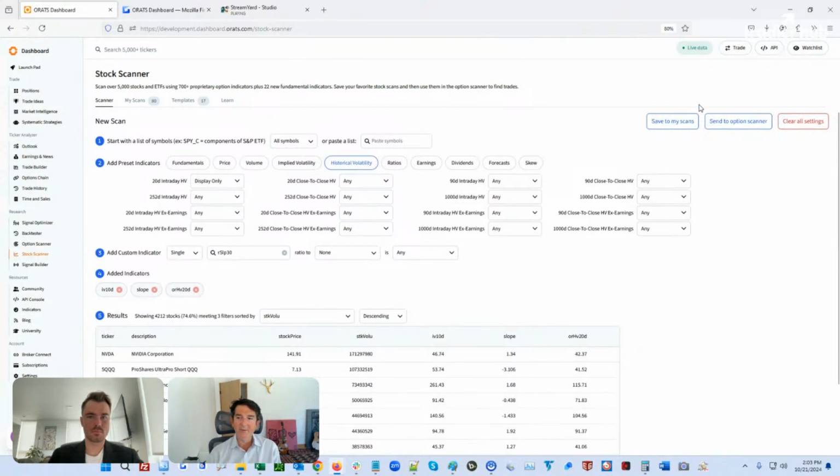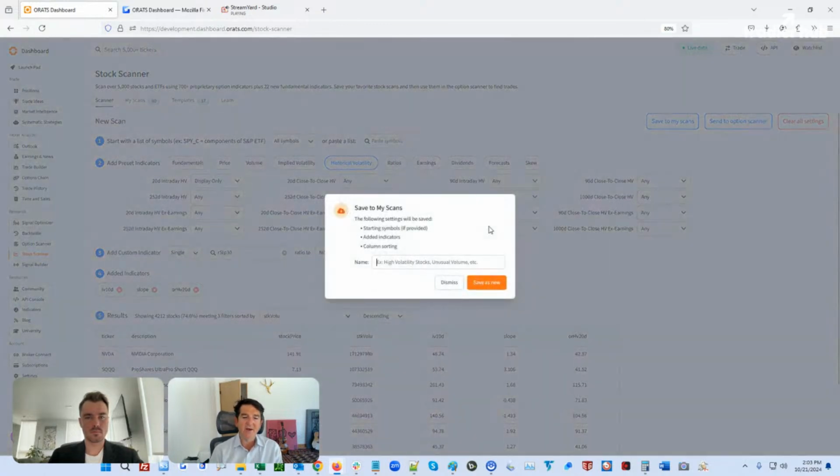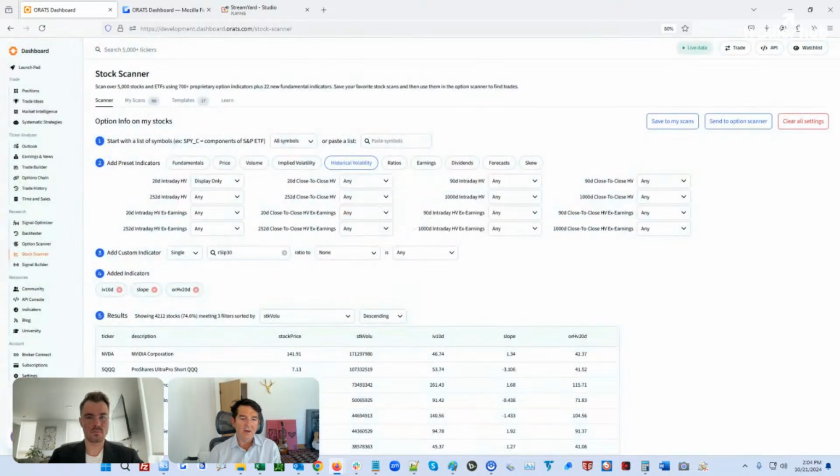And then when you find something, you could say save to my scans, and you could say option information on my stocks, and then come back to that anytime. And again, like I said, you could paste a list in or go look at certain things. So that's one way to do it.